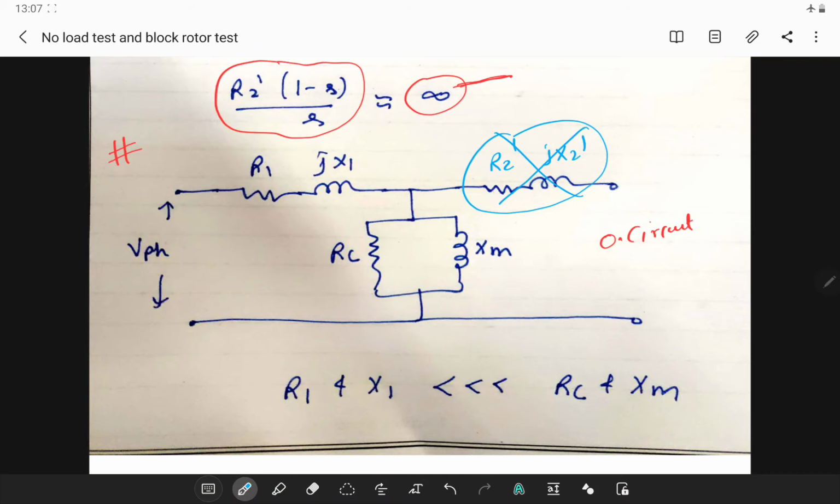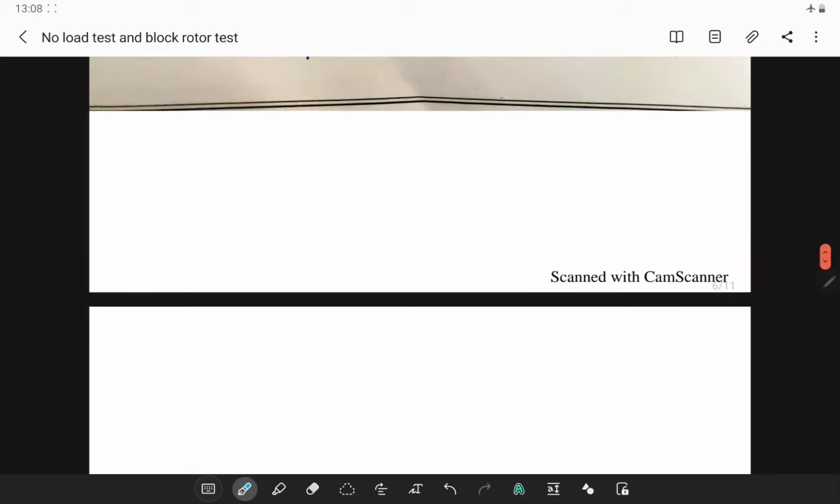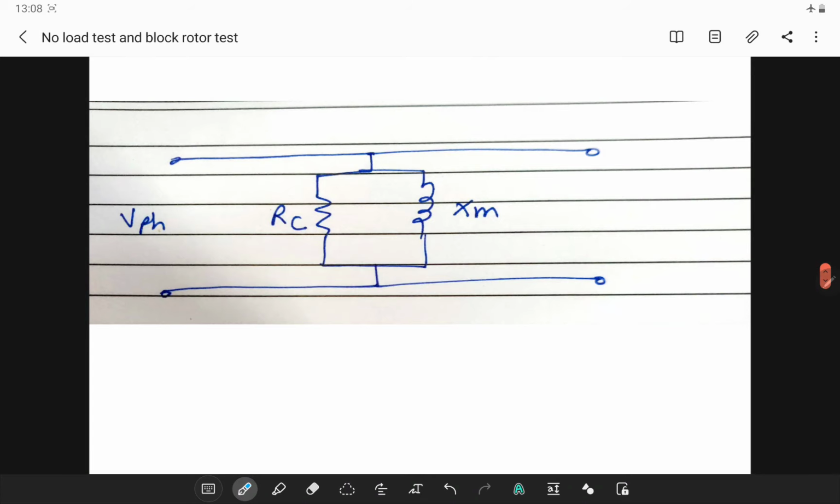And one more assumption I am taking: if I am applying a voltage here, then you should know that the values of RC and XM, that is the core loss component and magnetizing reactance component, will be very high compared to the stator resistance and leakage reactance. So I can ignore these two. Okay, so my final circuit during no load will be like this. This is the phase voltage, this is the core loss component, this is the magnetizing reactance, and this is I phase.